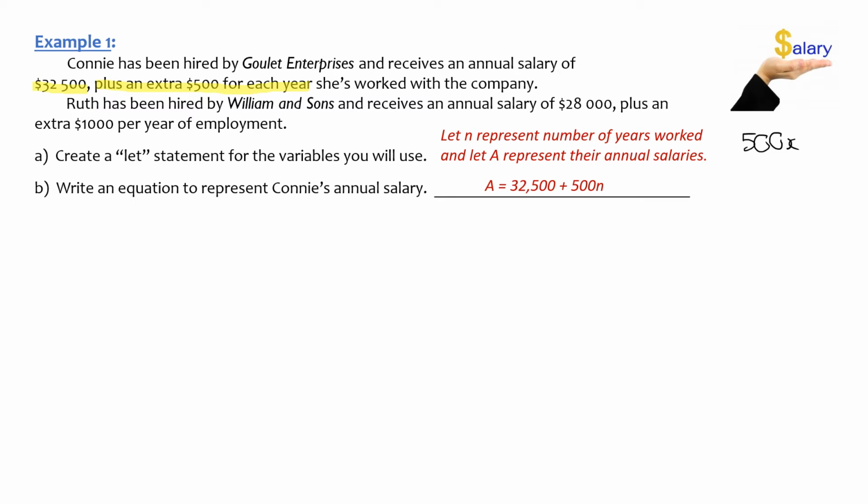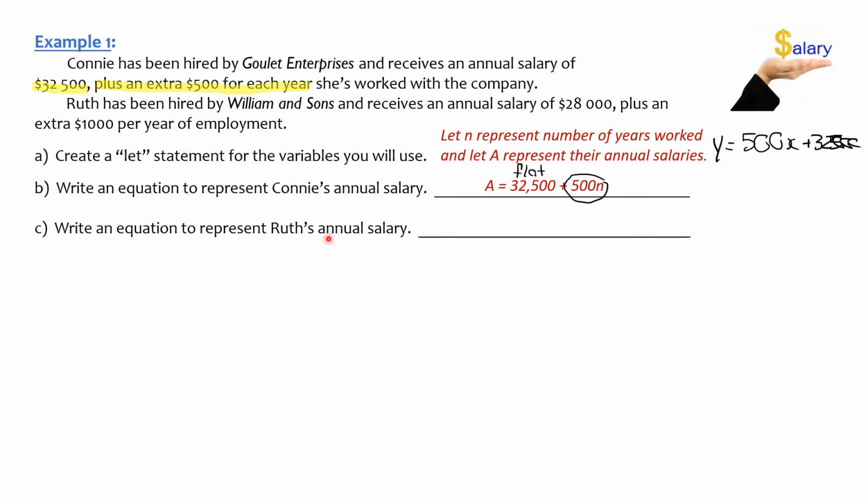So Connie's annual salary is equal to the flat rate. This is the flat rate here. This is her annual salary. And then this 500n is the number that's changing every year. So that's why it's your slope. If we had y equals mx plus b, it would look like this. So if you want to use x's and y's and write it out that way, you can. A lot of us are more comfortable writing in the form y equals mx plus b. You could write it out that way.